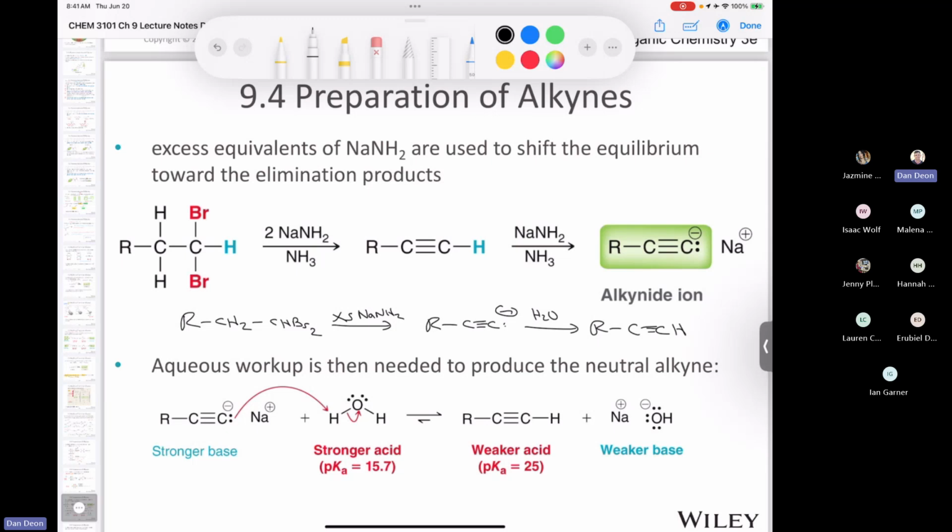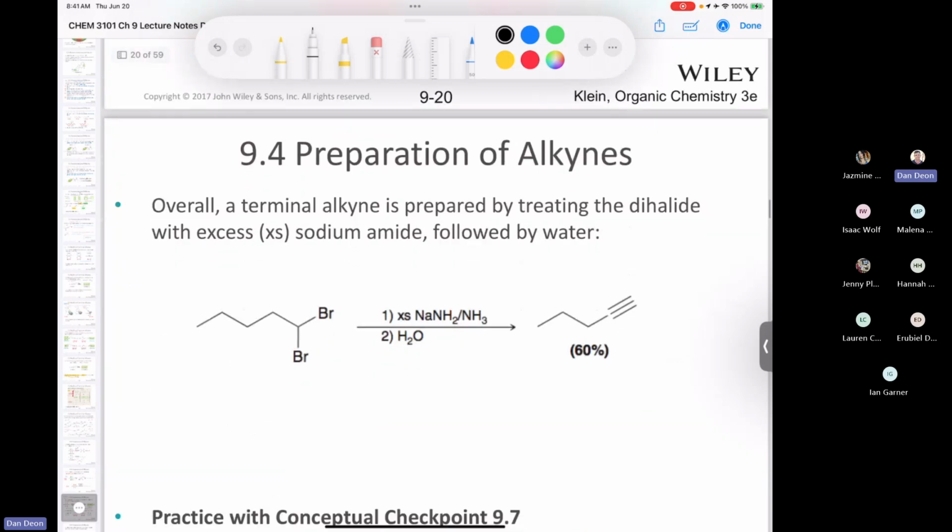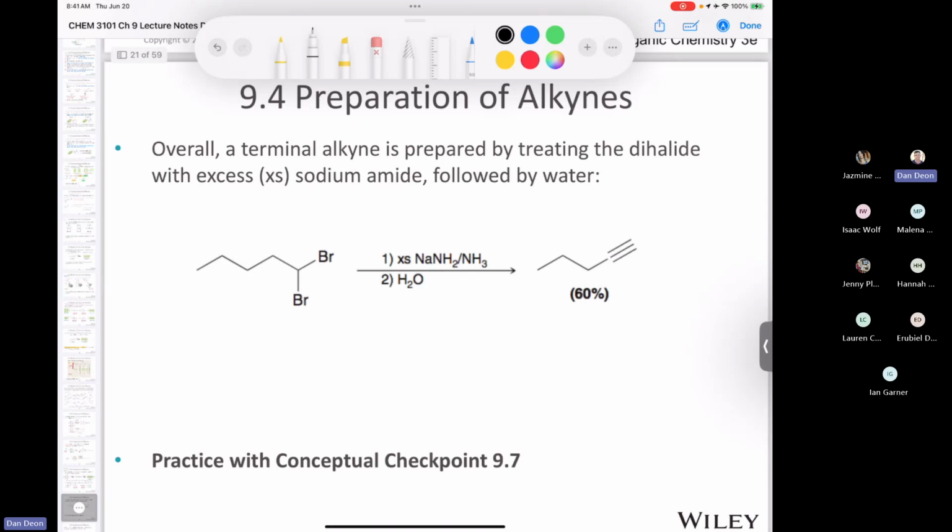So if you want to do your double elimination to produce a terminal alkyne, you have to do a 2-step process. Step 1 is excess sodium amide, and step 2 is water to protonate the terminal alkyne that's formed. So it says here, overall, a terminal alkyne is prepared by treating the dihalide with excess sodium amide followed by water.